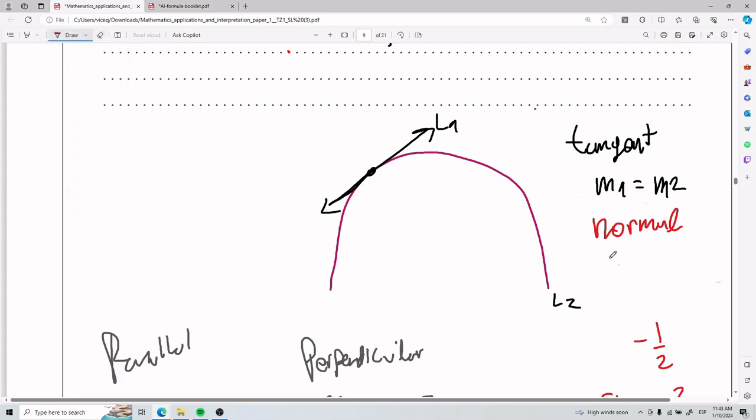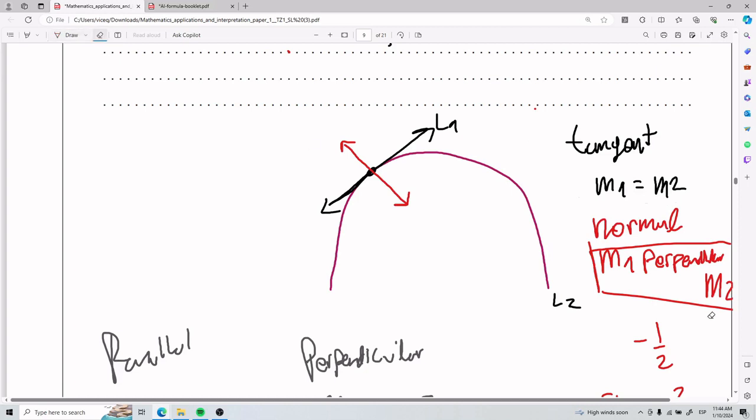When you have a normal, the slope of the first one is perpendicular to the second one. Okay, when it's a normal, the first slope is perpendicular to the second one. So a normal would actually look like this. Let me just put M3 here so that we understand we're talking about L3. So just following my example, when it's tangent, the slopes are the same at that point. When it's normal, the slopes are perpendicular at that point.